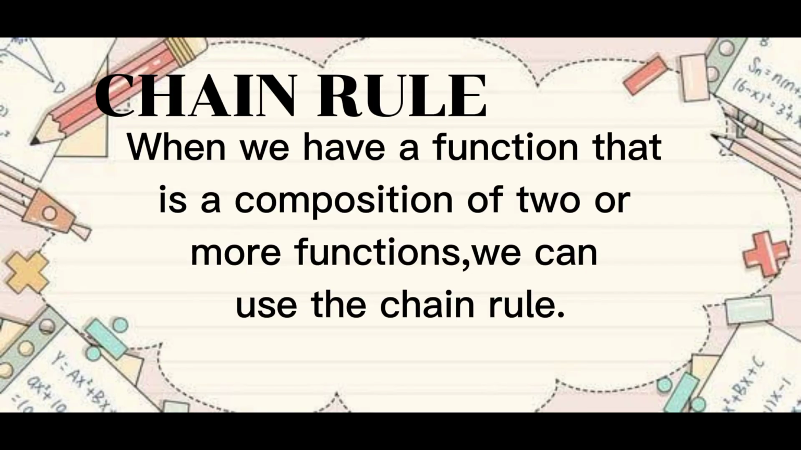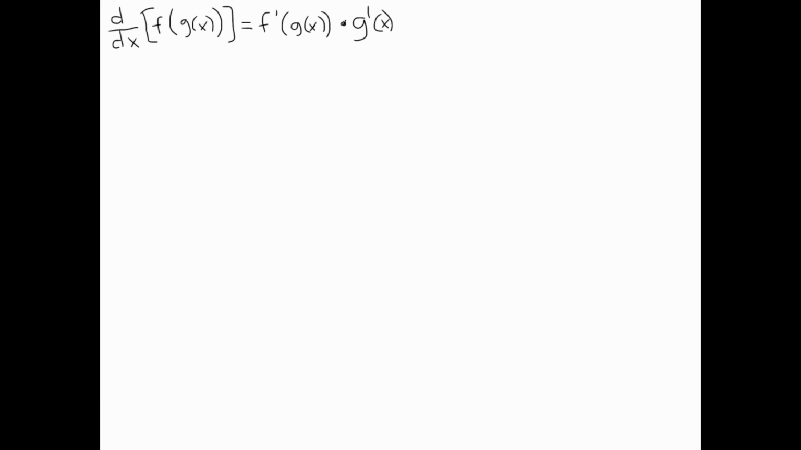Chain rule. When we have a function that is a composition of two or more functions, we can use the chain rule. Formula for chain rule: derivative of f of g of x is equal to f prime of g of x times g prime of x. For example, we will find the derivative of 5x plus 3 raised to the power 4.